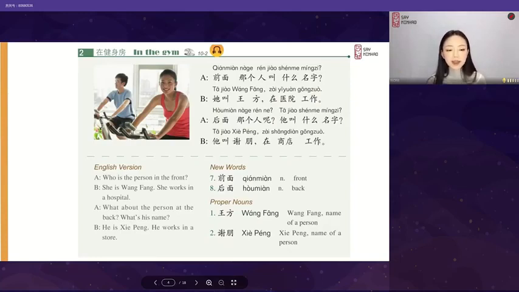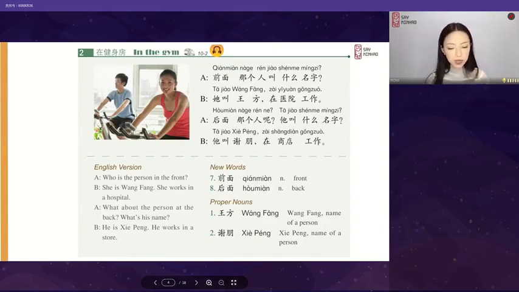前面那个人叫什么名字? 他叫王芳, 在医院工作。 后面那个人呢? 他叫什么名字? 他叫谢鹏, 在商店工作。 Okay, now let's read it in the row.